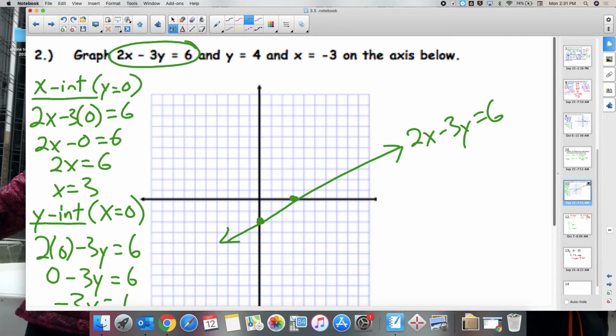They also want you to graph the line y equals 4. The line y equals 4, I go up to where y is 4. If it is y equals a number, it is always going to be a horizontal line through that number. If instead it is x equals a number, I go to where x is that number, x equals negative 3, and it is a vertical line through that number.